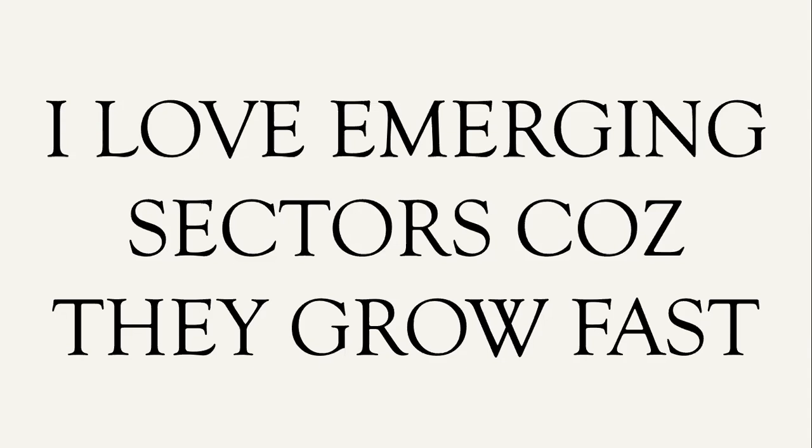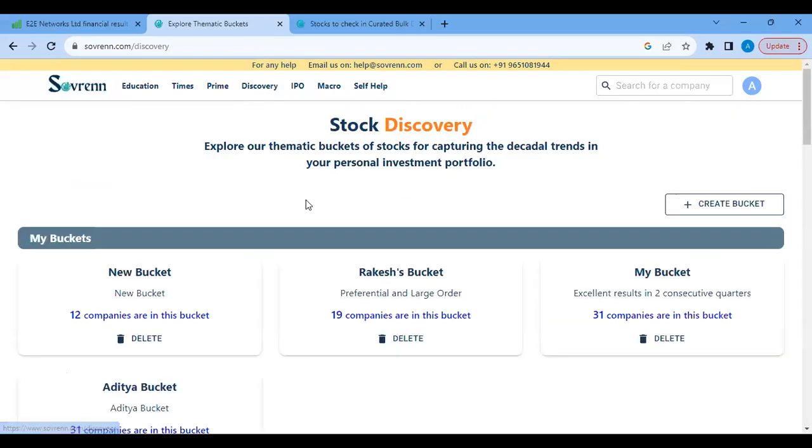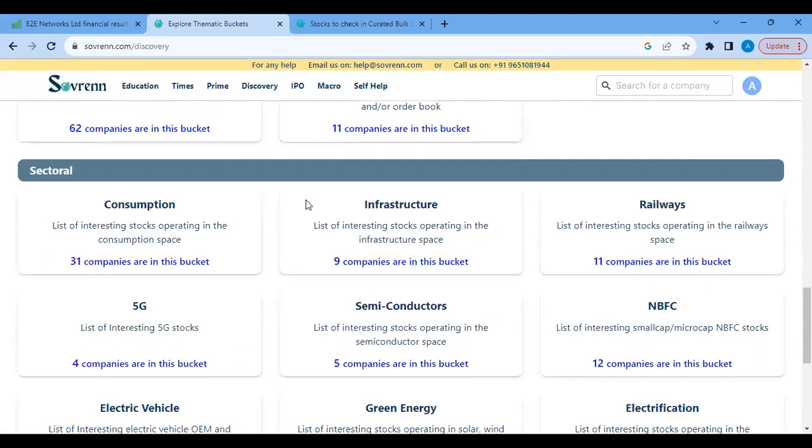Is space exploration emerging? Yes, space exploration is emerging. Is solar energy emerging? Yes, solar energy is emerging. Is SME lending emerging? SME lending is also emerging. How do you find emerging sectors? Go to discovery. Most of these are emerging sectors.